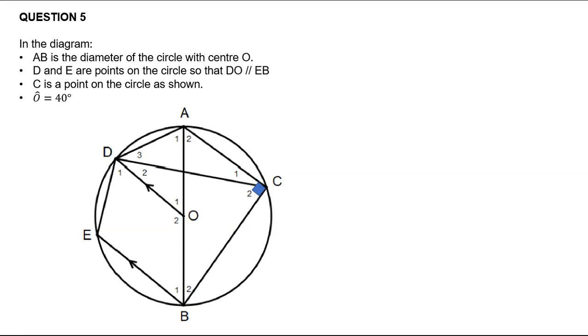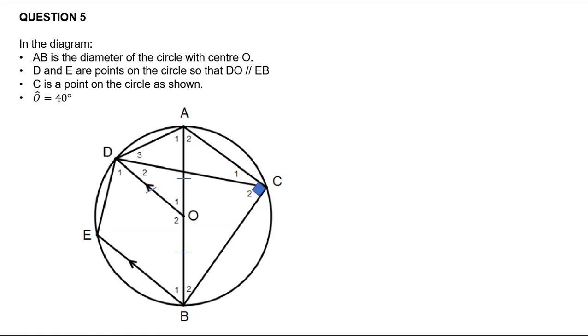And then they said of the circle with center O. When they say that O is a center, it doesn't matter whether AB is a diameter or not, but immediately when they say O is a center, any line drawn from O to the circumference, we call it a radius. And the radiuses of the same circle will be equal. That means OB will be equal to OA and OD. All of those will be equal.